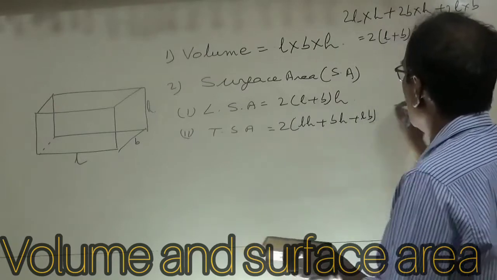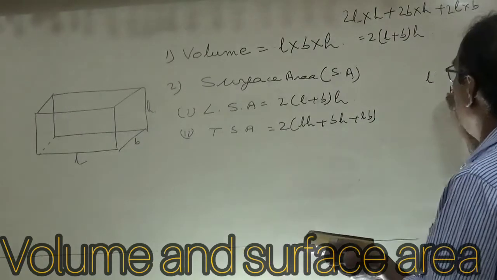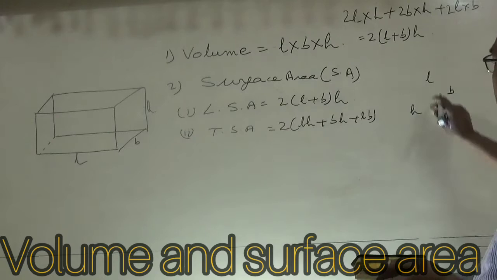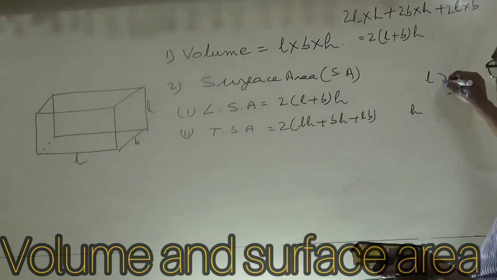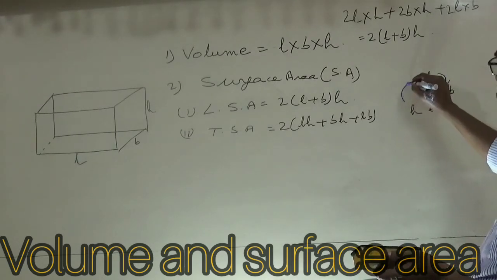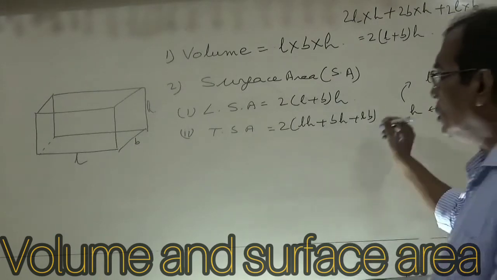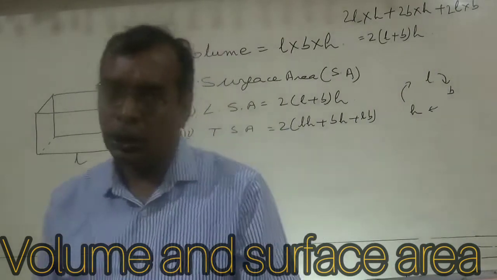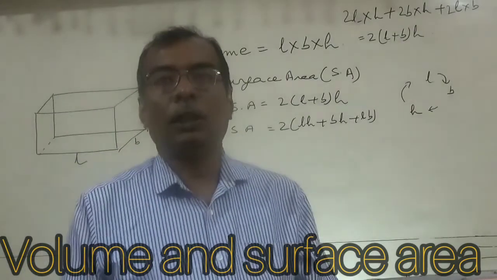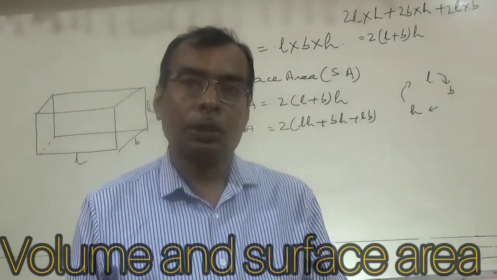You can learn this formula something like this: L, B and H. L into B, and if we move in clockwise direction, L into B plus B into H plus H into L. So this is total surface area. So these are the 2 formulas we have in case of cuboid.